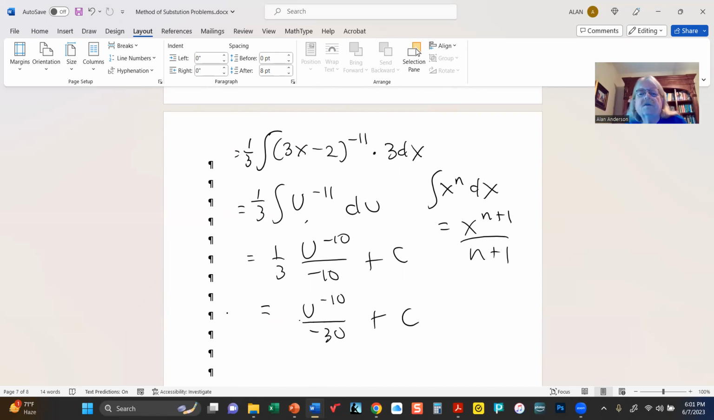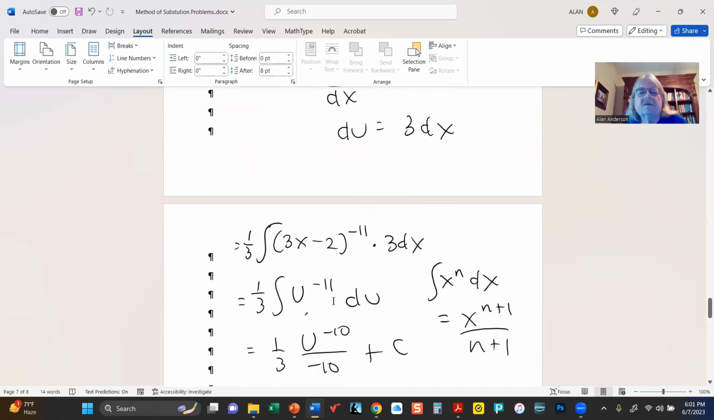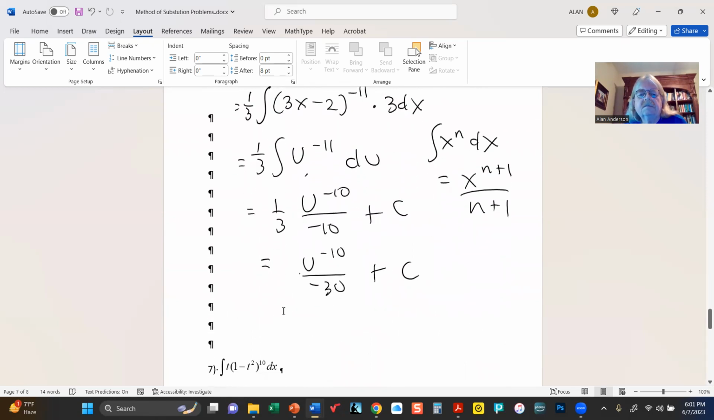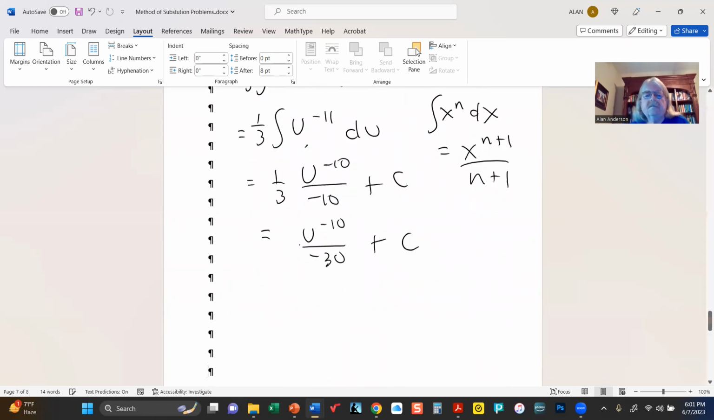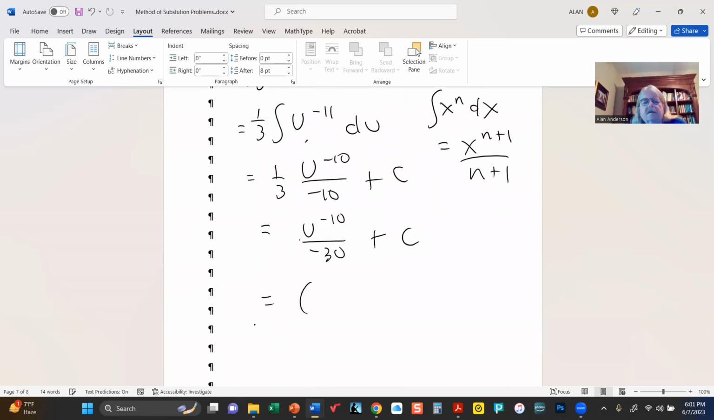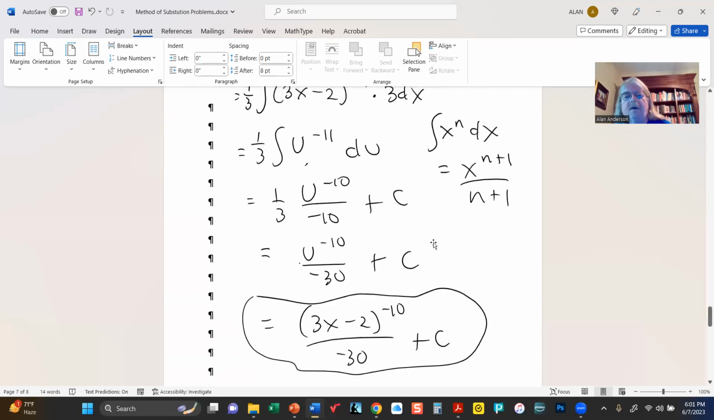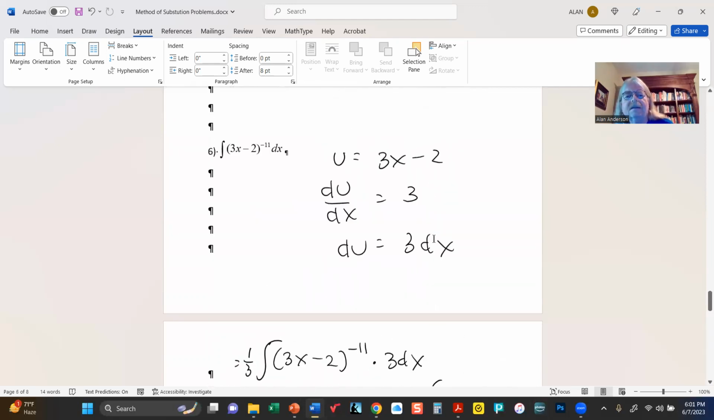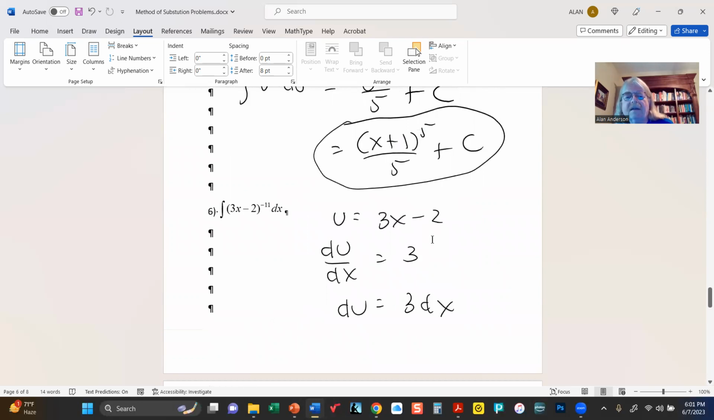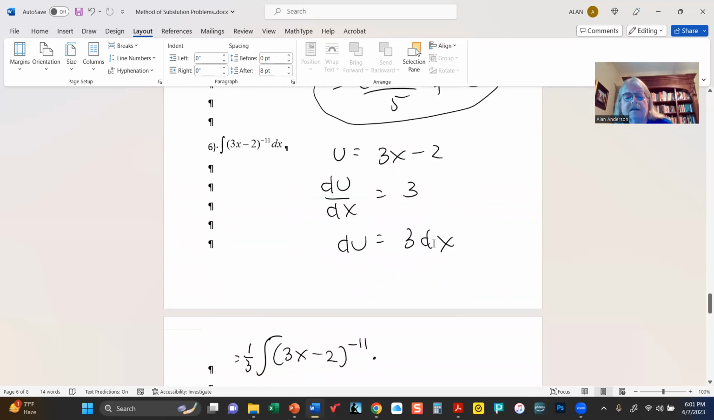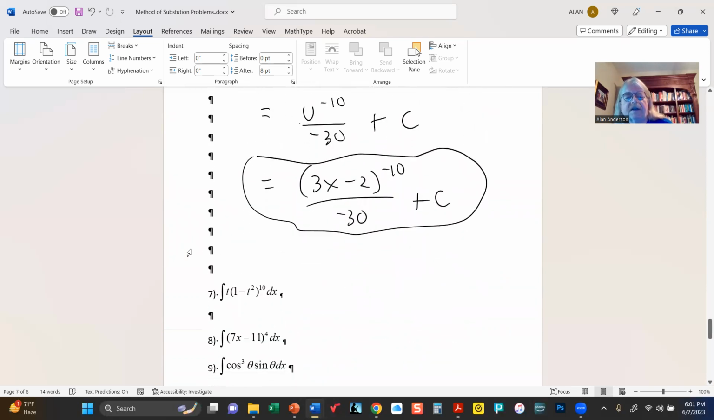And then since u was defined as 3x minus 2, we can rewrite it as this. All right. So I'm hoping that we're starting to get the hang of this. And we'll get plenty more practice opportunities, don't worry. Now it gets more interesting.